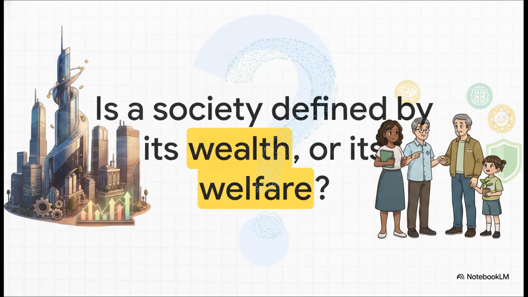So, we've seen how the harsh reality of scarcity forces us into making tough choices, how every single choice has a hidden cost, and how these invisible economic systems literally shape the destinies of millions of people. But as we wrap up this explainer, I want to leave you with one final provocative question to chew on. Is a society's true identity defined simply by its massive wealth, its towering skyscrapers, and its booming industries? Or is it really defined by its welfare and how safe, educated, and healthy its everyday citizens actually feel?